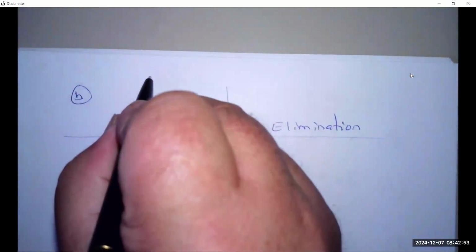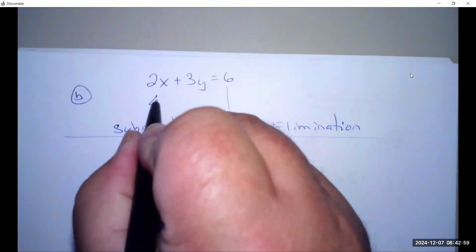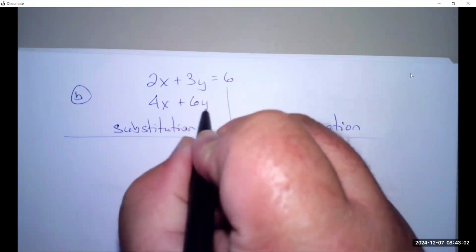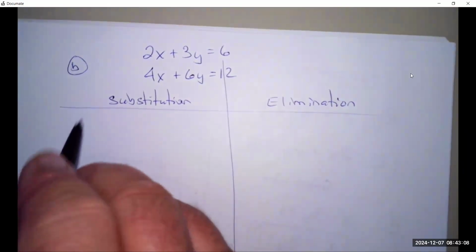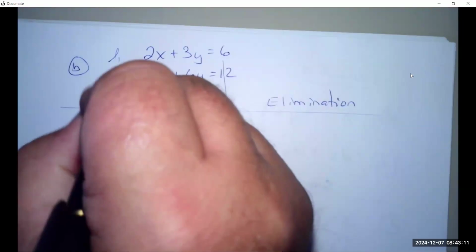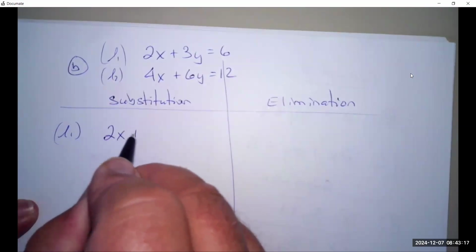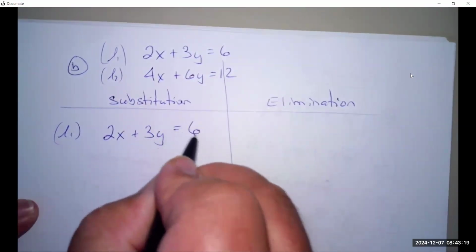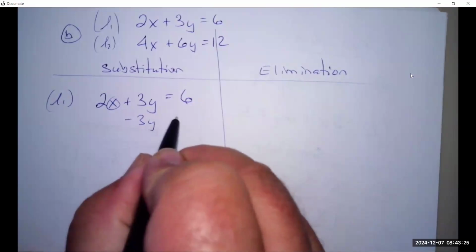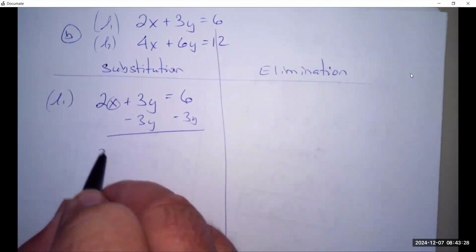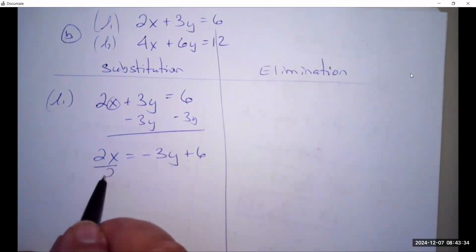The equations are 2x plus 3y equals 6 and 4x plus 6y equals 12. So this is line 1, this is line 2. Substitution, then we pick line 1. I'm gonna solve for x. So I subtract the 3y from both sides. 2x equals negative 3y plus 6. And divide by 2.